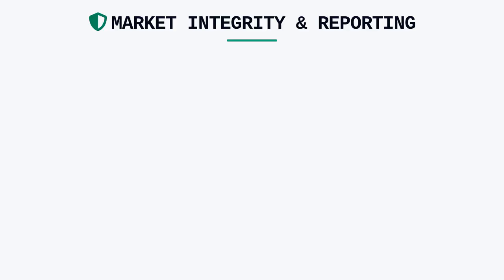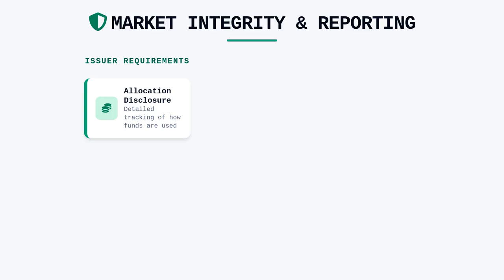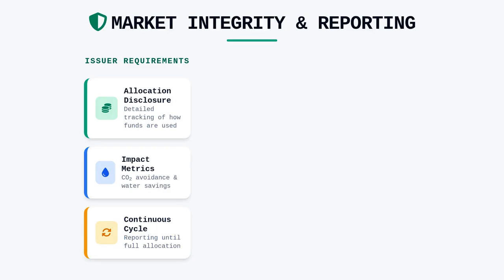The integrity of the market depends largely on the quality of reporting requirements and the transparency of environmental metrics. Issuers are expected to disclose not only the allocation of funds, but also the quantitative environmental impacts, such as avoided carbon emissions or water savings. This reporting cycle is continuous, requiring the issuer to maintain documentation until the proceeds have been fully allocated.